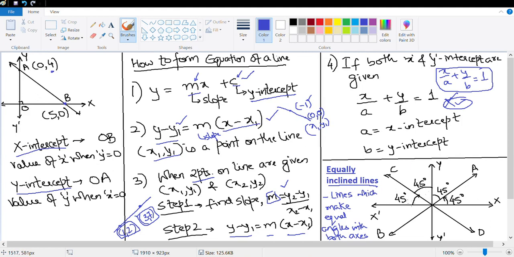So let's look at the line AB that I've made, which passes through this point O. The angle that it's making with the x-axis is 45 degrees, and the angle that it's making with the y-axis is also 45 degrees.